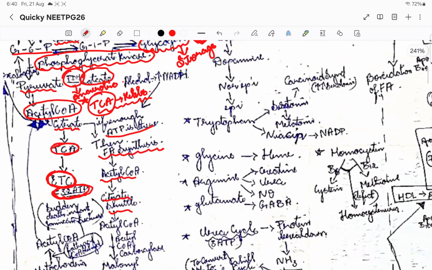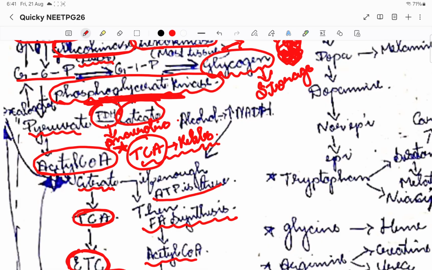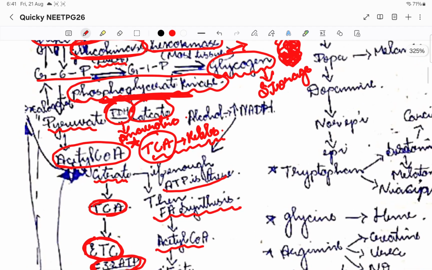Then I was telling you about phosphoglycerate kinase, right? This enzyme is very important because glucose 6 phosphate can form glycogen, and from glycogen back to glucose through this enzyme. Glycogen formation is also through this enzyme only, and if you want to break down glycogen and form glucose also, this enzyme only is important. So that is why phosphoglycerate kinase is very important.